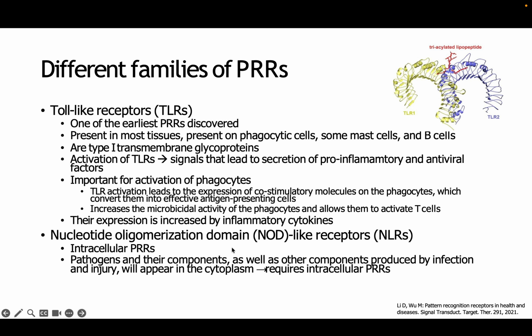Then you have a different PRR family called the nucleotide oligomerization domain, the NOD-like receptors. These bind to quite different types of pathogens. They bind to pathogens or their components, as well as things produced by infection, for example toxins, or by injury. For example, they also bind to DAMPs, which are components produced by infection and injury in the cytoplasm. These are intracellular PRRs, and once activated, they express extremely powerful cytokines for inflammation.